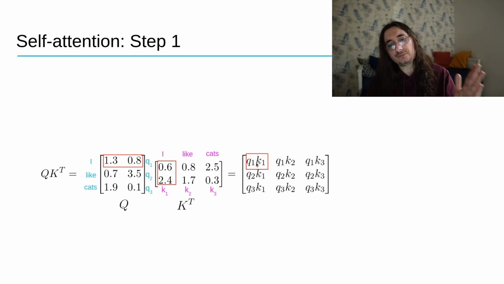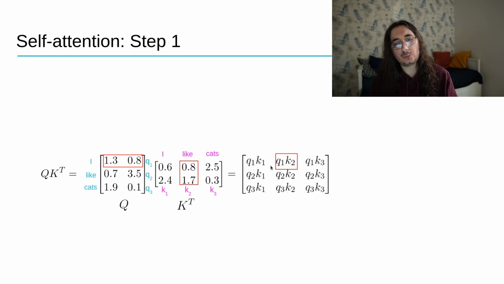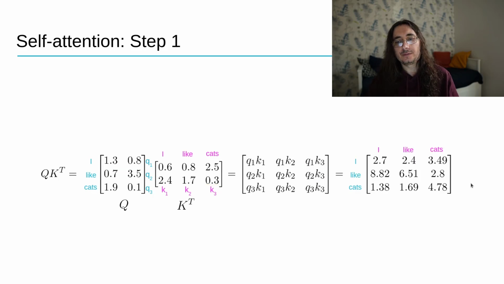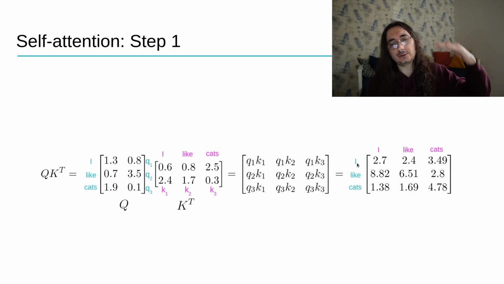Okay, so if we move one step towards the right in terms of the columns like this, you'll see that here we have the dot product between Q1 and K2. I'm going to give you an example for this other one so you understand. So this is the result of the dot product between Q2 and K3. Okay, so now this is the overall result that we get in the end. This is particularly interesting because you can see that we have I like cats here in the rows, but we have the same thing in the columns as well. And this is a square matrix.